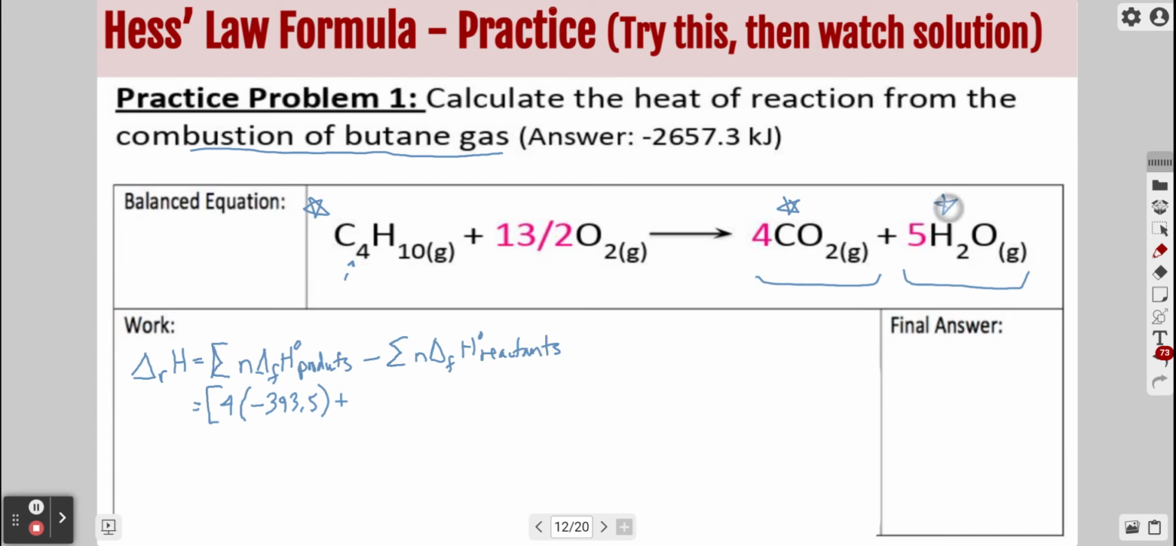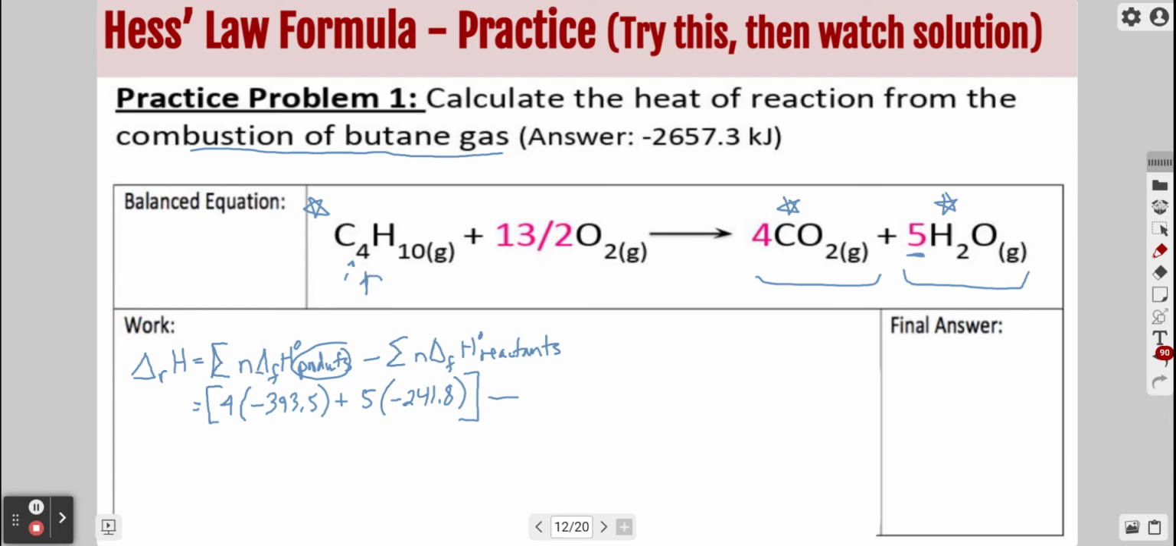And there are 5 moles of water. And we're talking water vapor, so go find water gas. This molar heat of formation is negative 241.8 kilojoules per mole. All right, so those are both of our products, and now our reactants. We're going to subtract the molar heats of formation of our reactants. So we're going to look up butane.